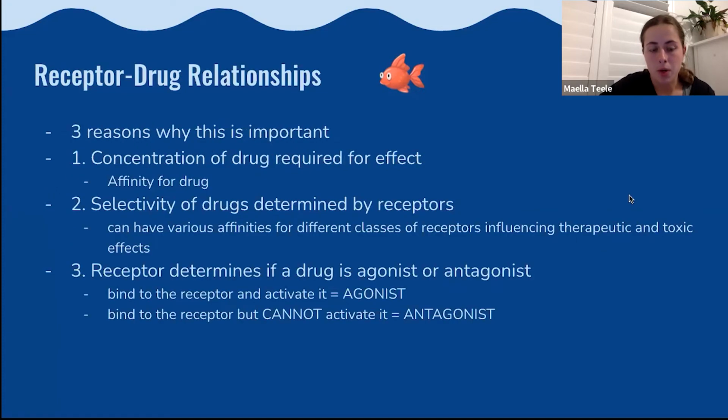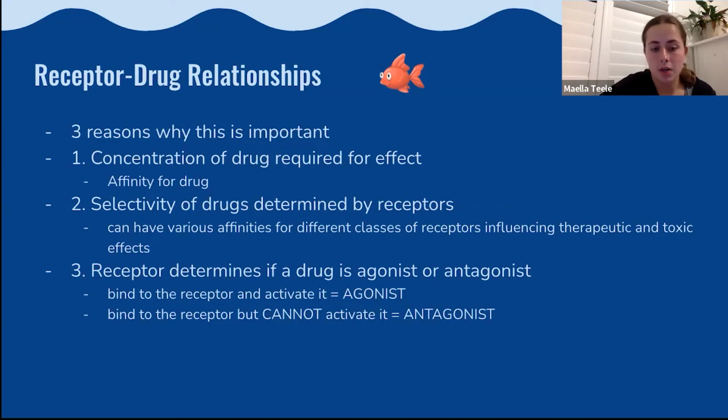Next up, receptor-drug relationships are important for three main reasons. They help us figure out the concentration of the drug required for the effect, because once we figure out the affinity of a receptor for a drug, we can figure out how much of that drug we need to get an effect. For example, if there's a really high affinity of a receptor for a particular drug, we'll need a lower dose. But if there's a low affinity, then we will need a higher dose of that drug.